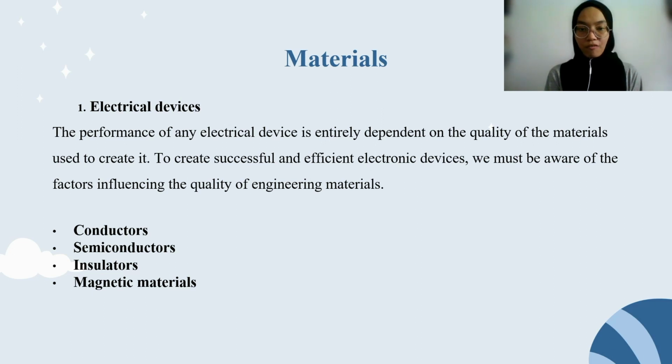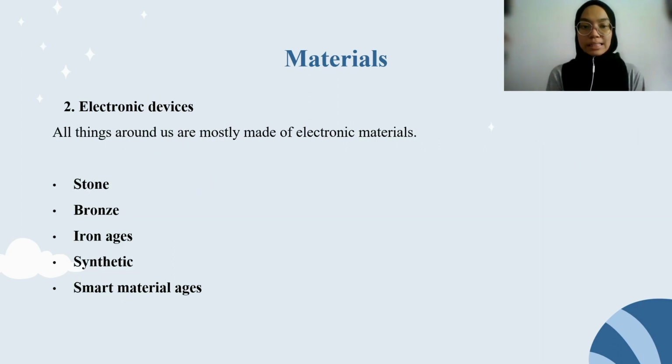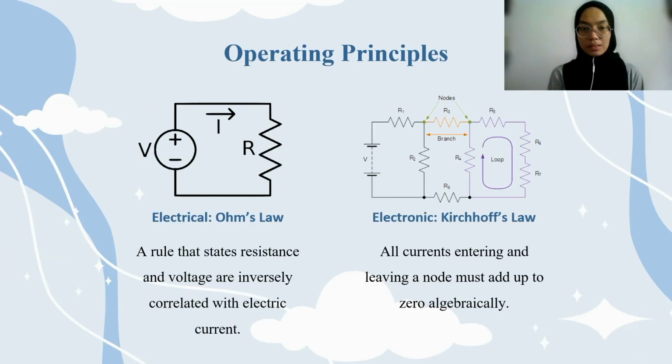To create successful and efficient electronic devices, we must be aware of the factors influencing the quality of engineering materials. The materials are the conductors, semiconductors, insulators, and magnetic materials. For electronic devices, all things around us are mostly made of electronic materials. The materials are stone, bronze, iron age, synthetic, and smart material ages. For operating principles, for electrical, Ohm's law, a rule that states resistance and voltage are inversely correlated with electric current. Meanwhile, for the electronic, we use Kirchhoff's law, known as KCL. All current entering and leaving a node must add up to zero algebraically.